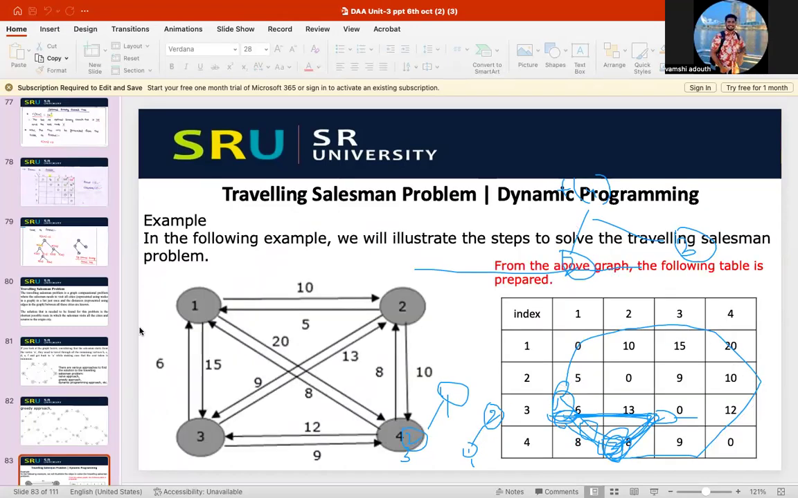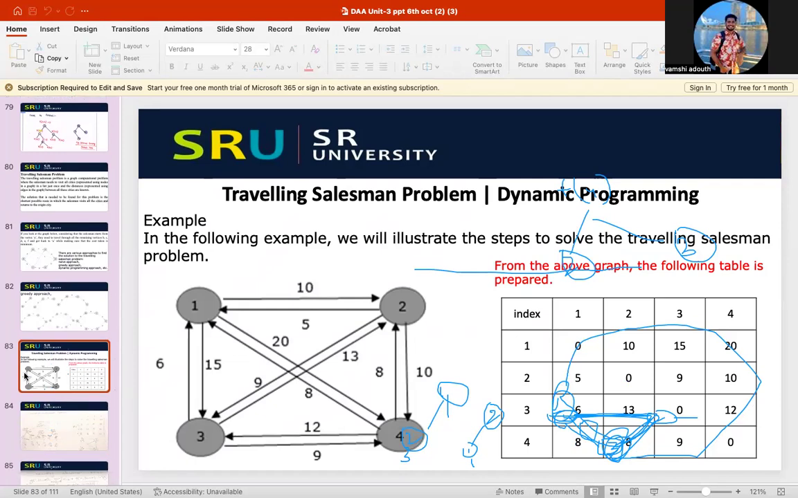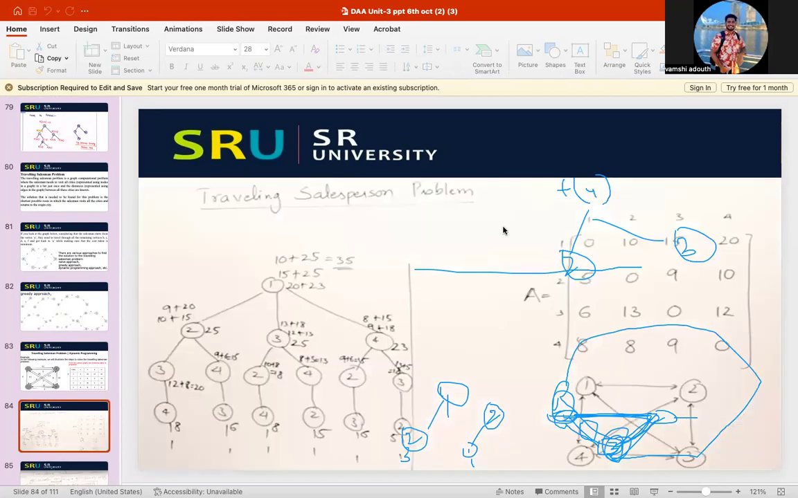So traveling salesman problem using dynamic programming. Here we have given an example. So how to solve this? Let's check once. So this is the example. For this example, we will see the answer here. We have given a graph. We have a graph that 1 to 2, 2 to 3, 3 to 4, and it is a directional graph. And the values of the graphs are given in this matrix.